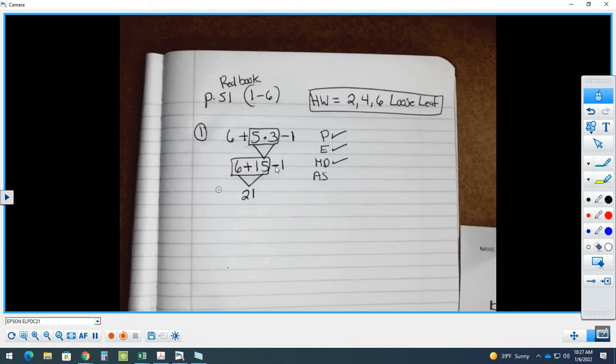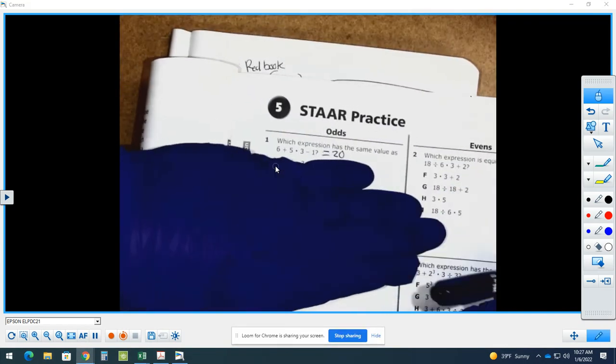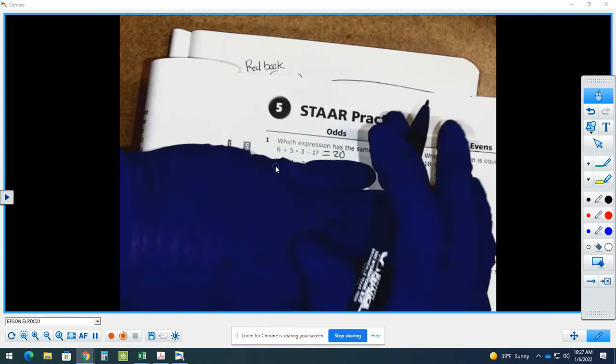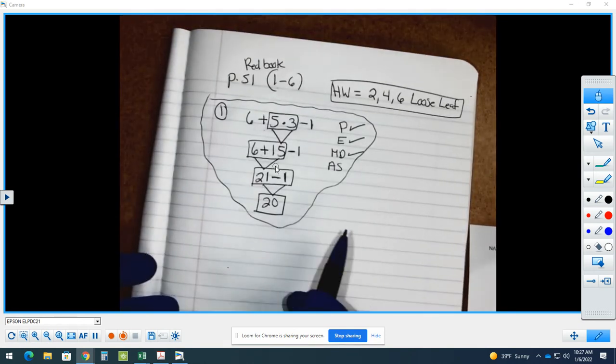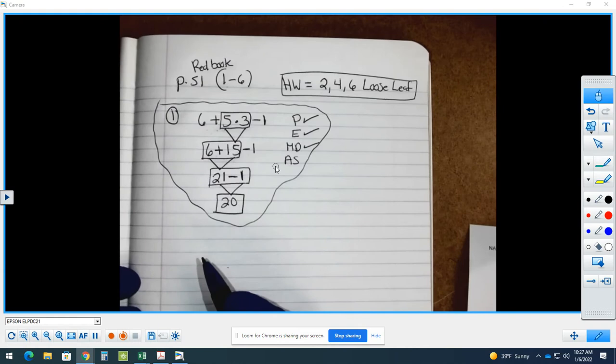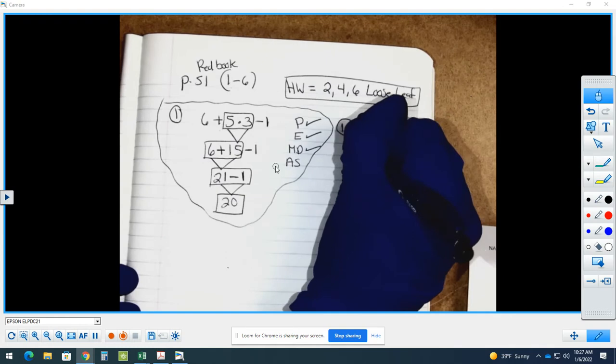Now I can go back to my book now on page 51 and put there that the value is 20, right? So I can go here to my book and put there that the value is 20, right? So that I already know, I already found the first one, 20. But since they want me to find which one is the same value, I'm going to have to do 1A. 1A is choice A. So I'm going to do 1A.